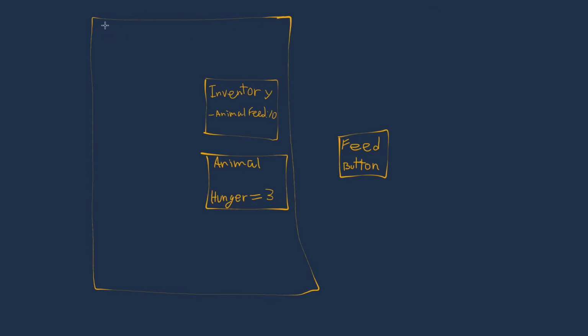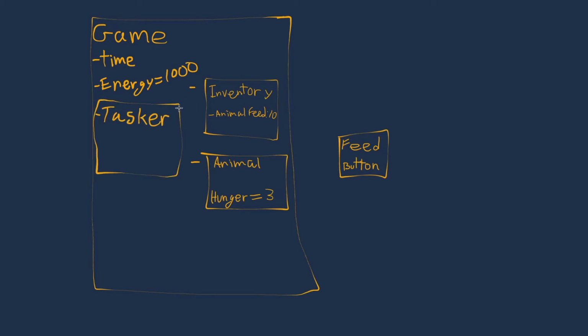What makes it more difficult to implement is that certain things need to happen when a task starts, when it is updated, and when it completes. This is an abstract drawing of the game structure. At the higher level, there is the game object. It has an inventory, animals, and a tasker. The tasker is responsible for creating new tasks and managing them.